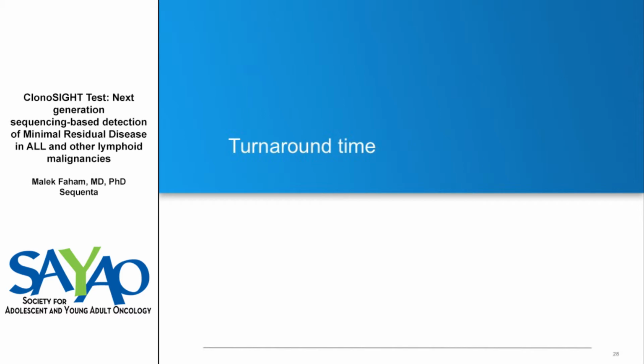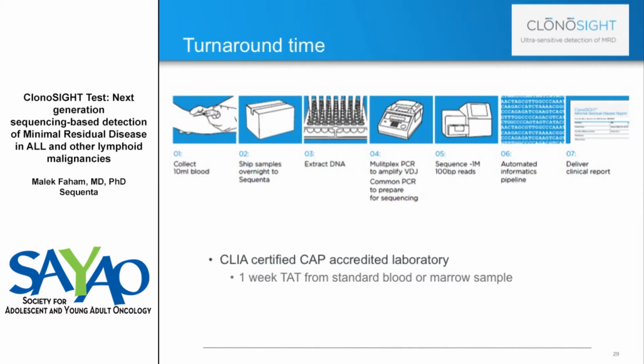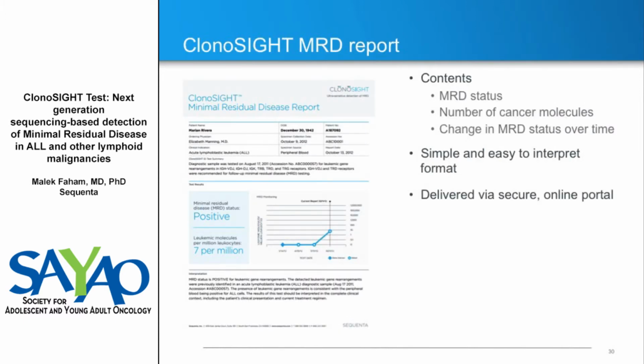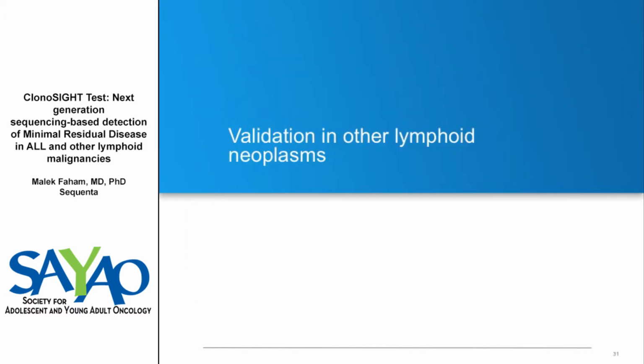And obviously, that has to do with what time you are actually testing MRD. At what time point during treatment would you test it? So, turnaround time: we have a CLIA-certified, CAP-accredited laboratory that provides clinical service in the US for physicians sending us the blood sample, and we send back a report within a 1-week turnaround time. The reports send back whether it is positive, the level, and the serial sampling, and are delivered through a secure online portal.